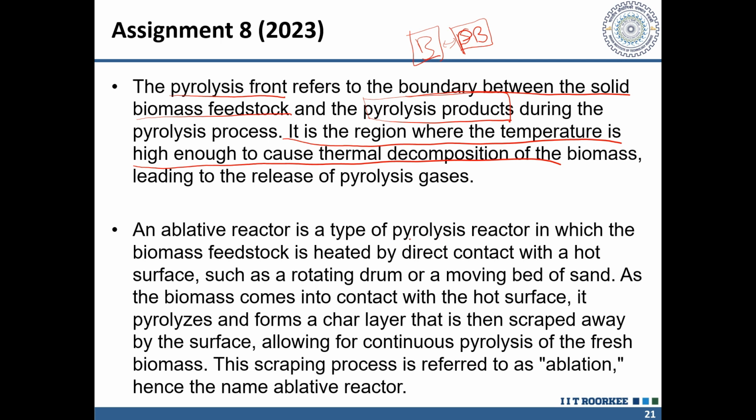Ablative reactor is a type of pyrolysis reactor in which biomass feedstock is heated in direct contact with a hot surface, such as a rotating drum or moving bed of sands. So in this, there's a screw which helps to move the biomass in forward direction, and thus this boundary moves in the direction of biomass movement. Therefore, the answer was unidirection in the direction of biomass. So the boundary will also move as the screw moves the biomass forward.